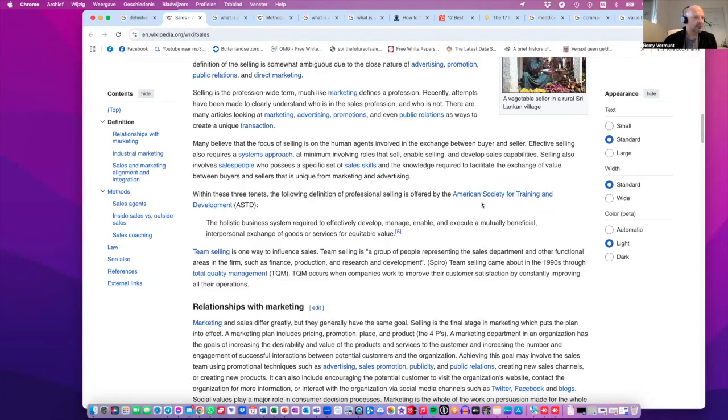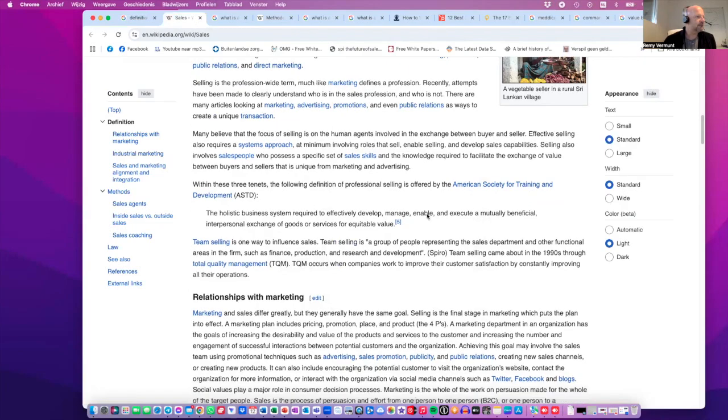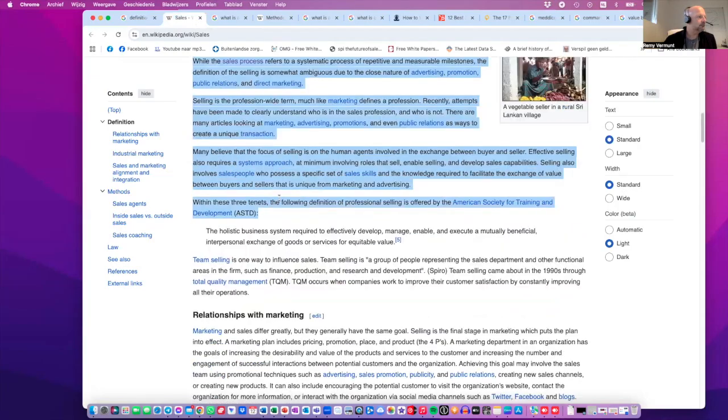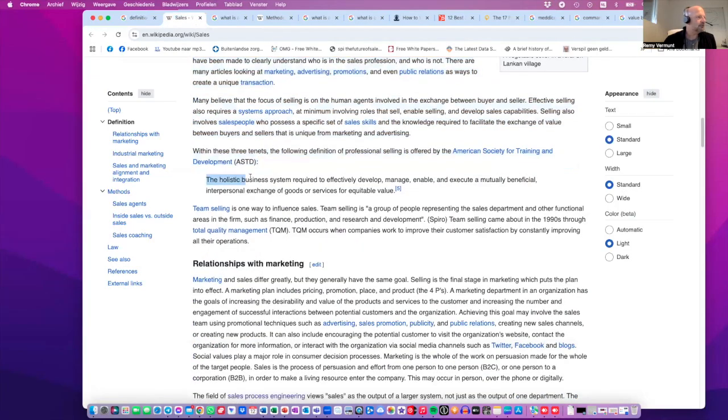What does the American Society for Training and Development have to say? A holistic business system required to effectively develop, manage, enable, and execute a mutually beneficial interpersonal exchange of goods or services for equitable value. Interesting. Is it true? Is it complete?